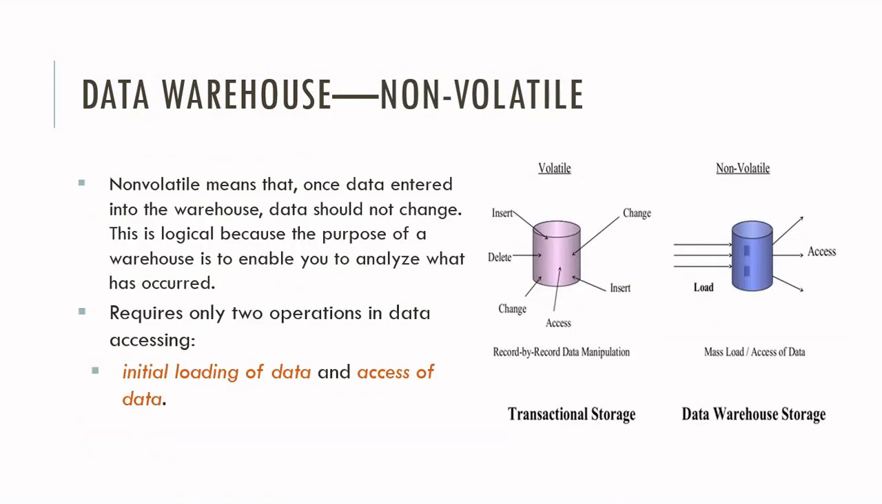The last is non-volatile. Non-volatile means once the data is entered into the data warehouse, it cannot be removed or changed, because the purpose of a data warehouse is to analyze the data. So there is no need to add operations like insert, update, delete. The data warehouse supports only two operations: first is the initial loading of the data, and the second is access of the data. So these are the four terms of data warehouse, or we can say the four features of the data warehouse: subject oriented, integrated, time variant, and non-volatile.